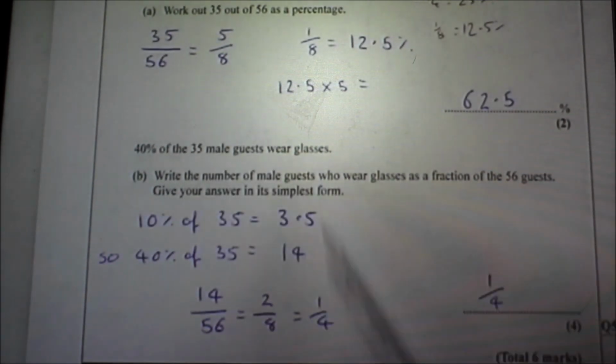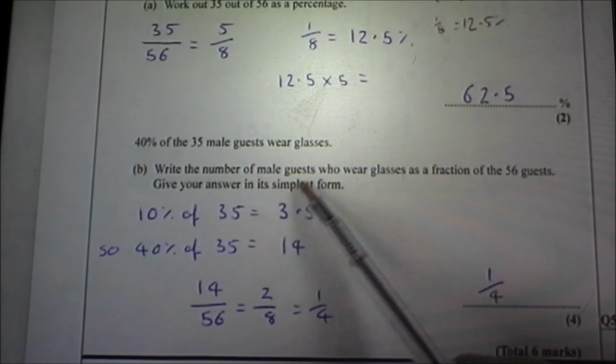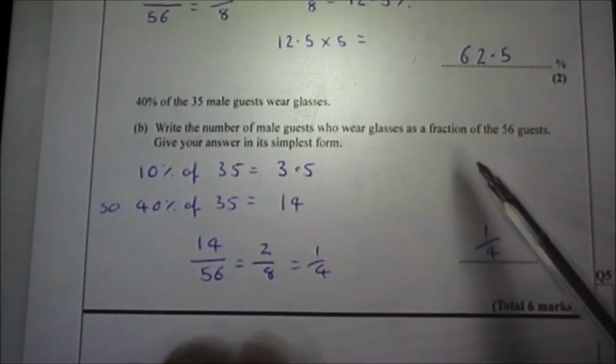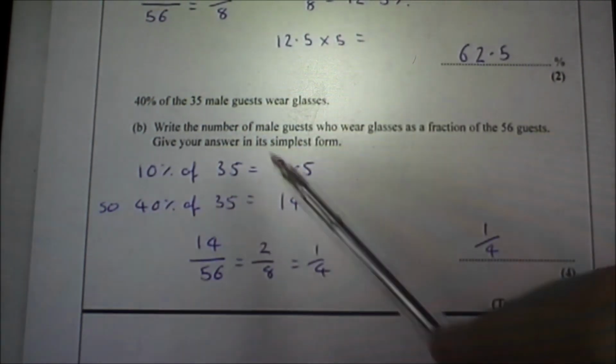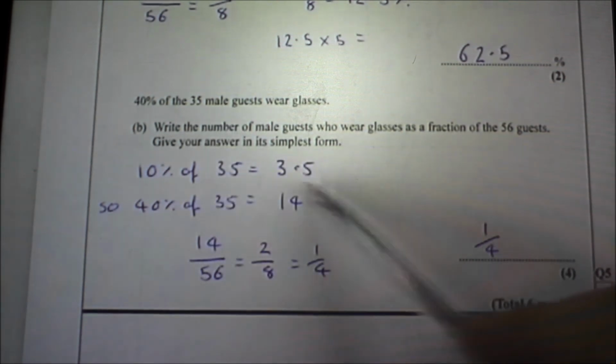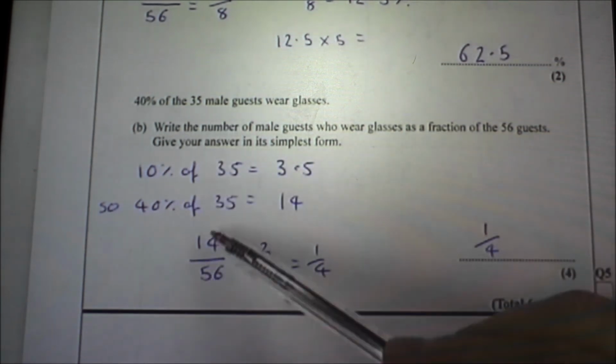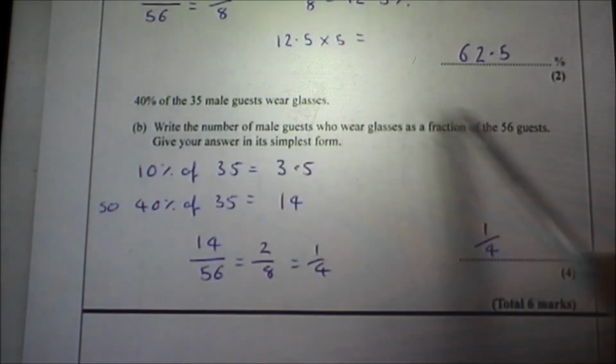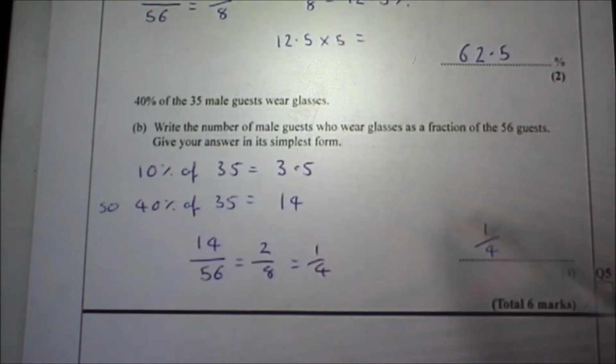40% of the 35 male guests wear glasses. Write the number of male guests who wear glasses as a fraction of the whole number of guests. Okay, so you want to find 40% of 35, so 10% is 3.5, so 40% is 14, so it's 14 over 56, that's the total number of guests, and simplify it, and you should have got 1/4.